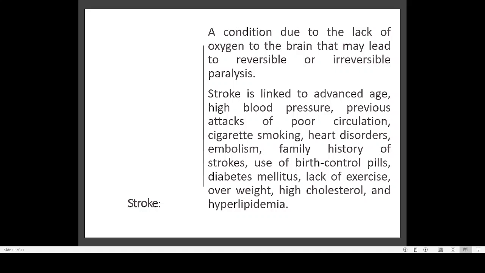There will be a block in some blood vessel going to the brain, and because of that block, a certain part of the brain may not be able to get blood. There is no blood supply to that part of the brain. Brain cells there will not get oxygen and nutrients, and they will die. That situation is what we call stroke. So stroke is mainly death of brain cells because of lack of blood supply.